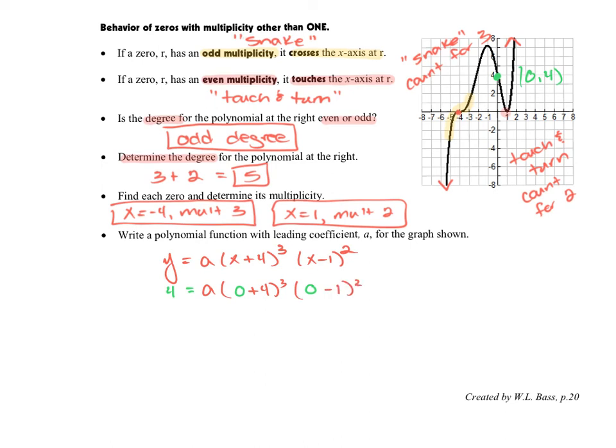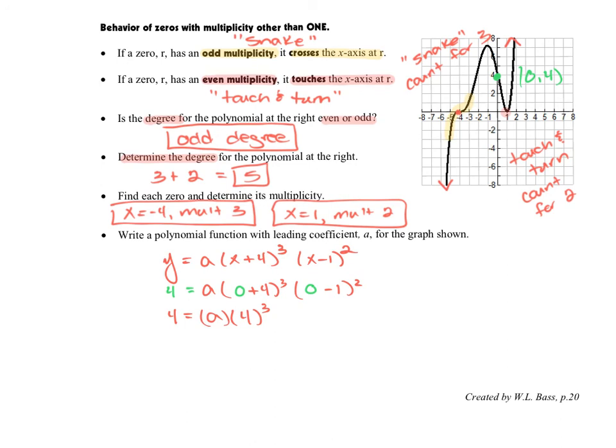Now, if I clean this up, I'm going to have a 4. Of course, I'm going to have my a, my 0 plus 4. I'm actually not going to expand this. I'm going to leave this as a 4 cubed just so you can see what's going to happen. And of course, my 0 minus 1, squared, is just going to be a 1.